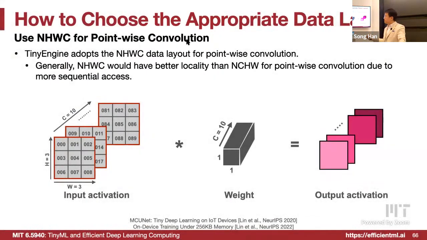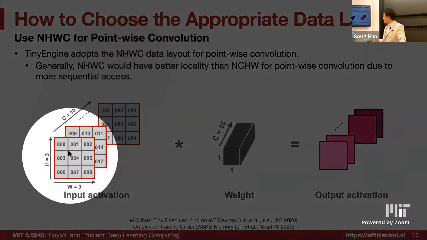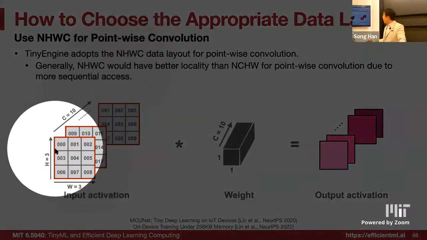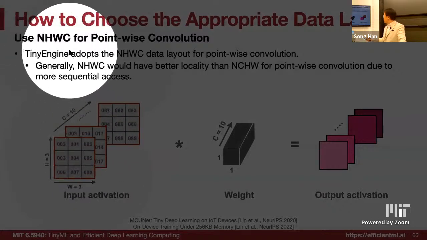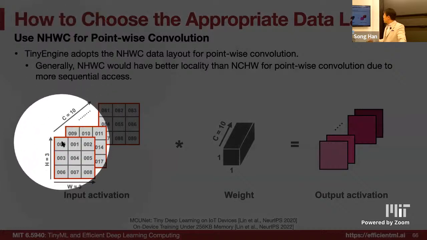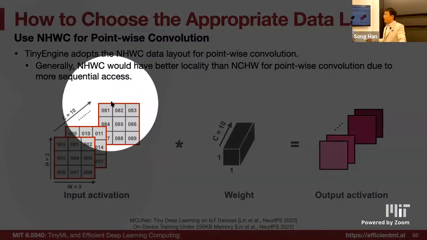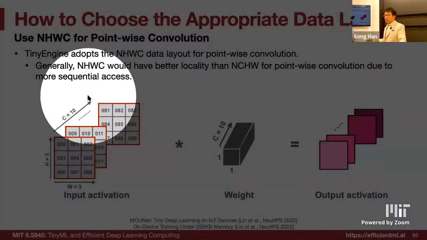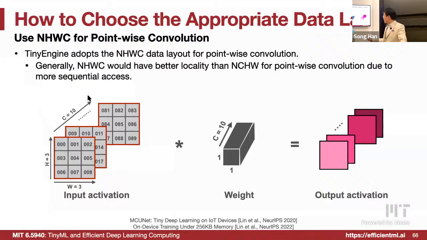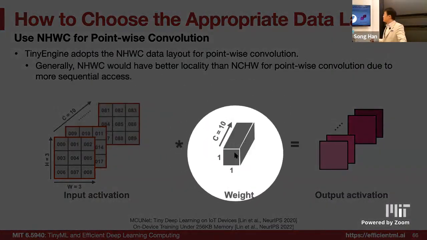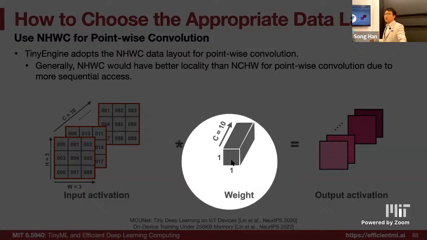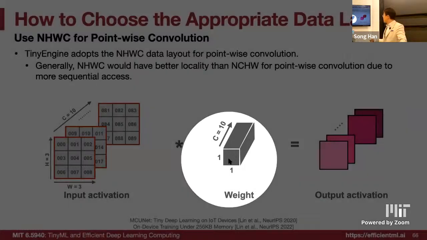What does that mean? So this is the input activation. Height is 3, width is 3. We have 10 channels in this case. NHWC means the inner loop is the C channel. So we are storing 0, 9, 81. They are contiguous in the memory. And the weight, since it's pointwise convolution, has only 1 by 1 in the XY dimension.